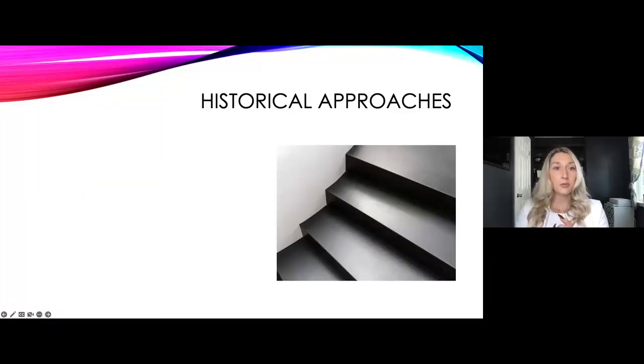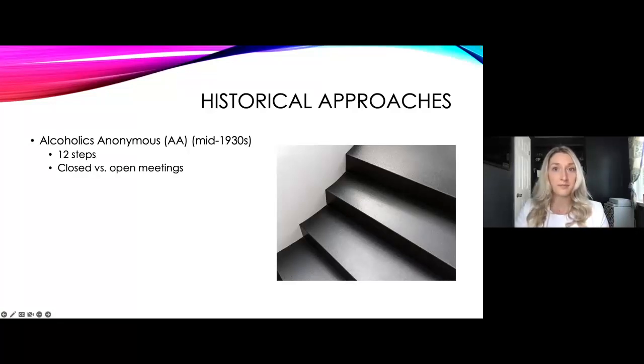So what are some historical approaches that we've taken to drug treatment? Well, we have first Alcoholics Anonymous, which began in the United States in the mid-1930s and is actually now an international program. This believes in a greater power, and admitting that that person has no power over the drug, they may also be asked to make amends as part of their 12-step process to those that they've harmed.